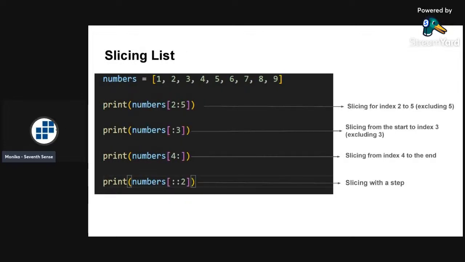Next, what is the next concept? Slicing the list. So here we can slice the list by giving the index values, by including and excluding. We can slice the list with the help of the index value. These are all the examples. Here we have a list, number is equal to 1 to 9, and I'm printing the number from 2 to 5.